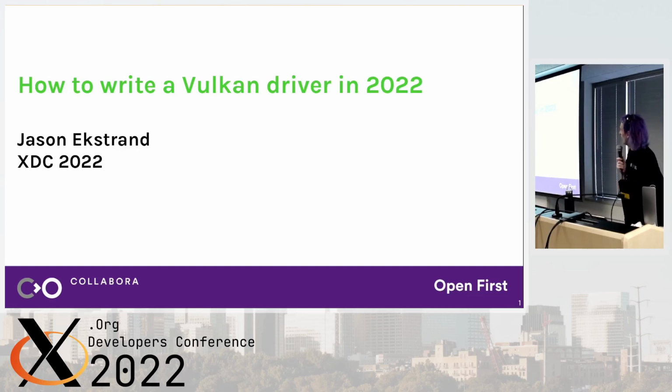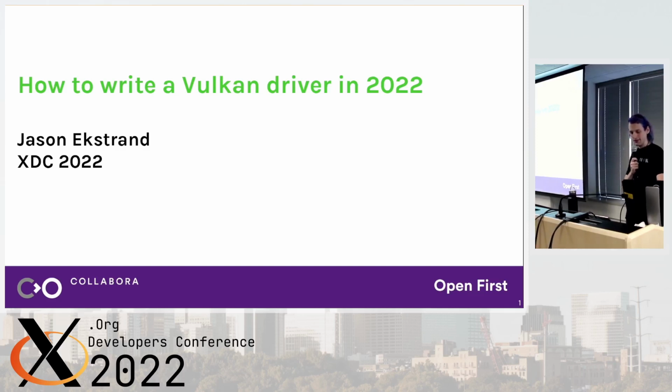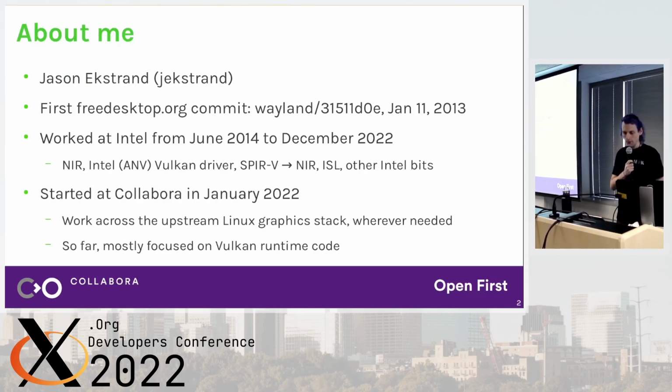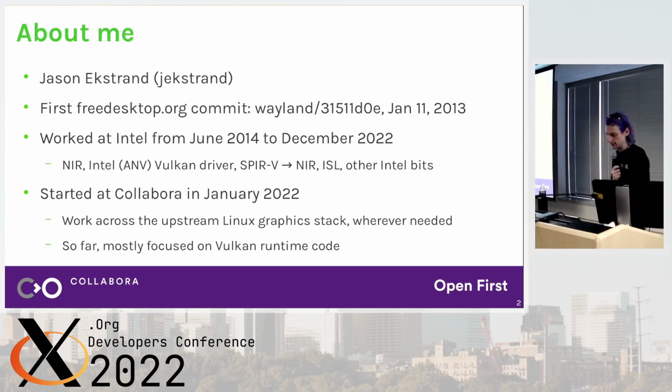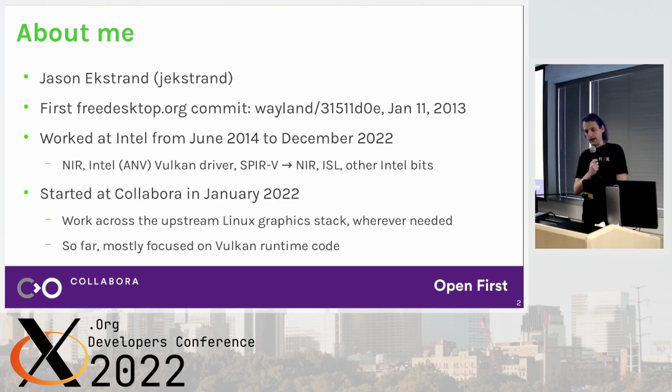So, my name is Jason Ekstrand, and I'm going to be talking about how to write a Vulkan driver in 2022. A little bit about me, for those of you that don't know: my name is Jason Ekstrand, jekstrand on IRC. I have been around since about 2013. I started off in the Wayland world, and then I moved over to Intel, where I was working on their 3D driver stack. There I did NIR, the Intel Vulkan driver, the SPIR-V to NIR parser, ISL, and a bunch of other Intel bits. By the time I left, I was basically the lead Vulkan person. I was also one of their Khronos reps for a while.